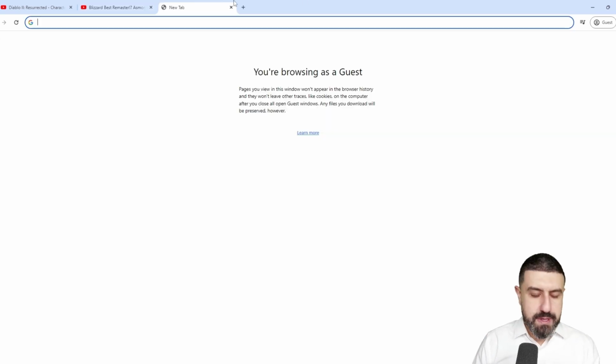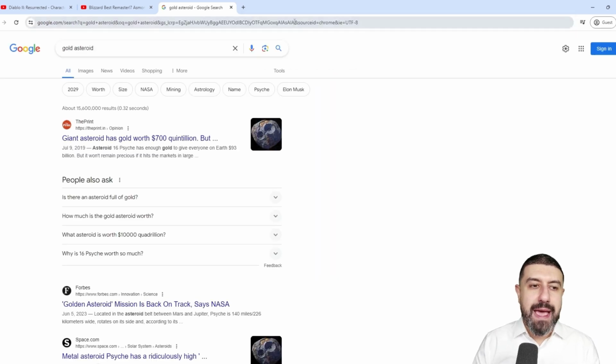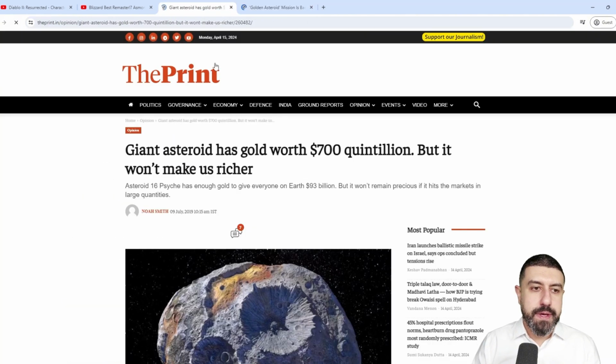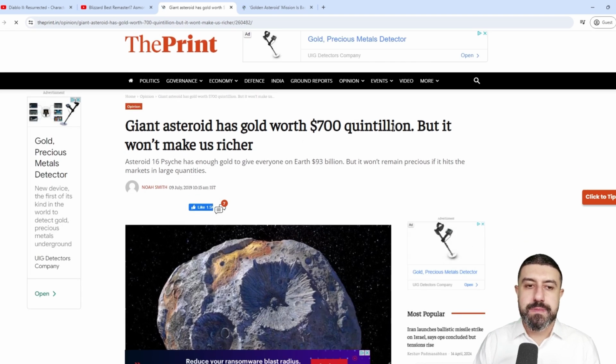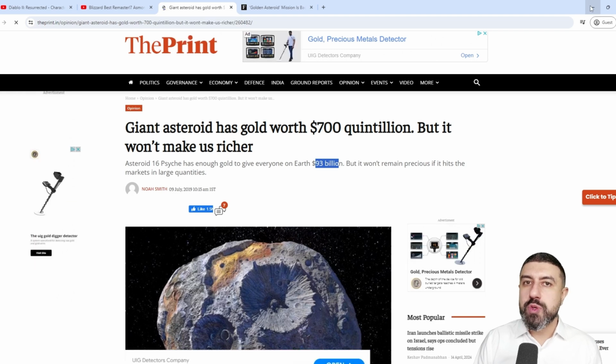Do you guys know that there's, let's write here, gold asteroids. There's an asteroid. Here, you can read it on Forbes. Or here, there's an asteroid that has gold worth 700 quintillion. So if we got all the gold from this asteroid, if we did asteroid mining, each person on planet Earth would have 93 billion worth of gold. Obviously, that would be so much gold that gold wouldn't be worth that. But this is just to prove the point that there is nothing that is absolutely scarce.